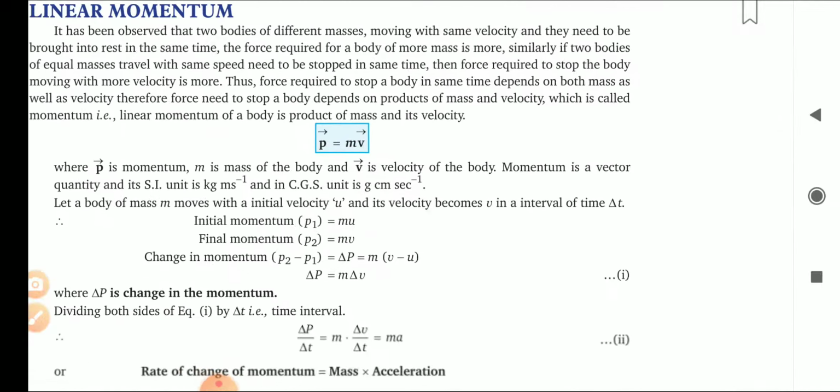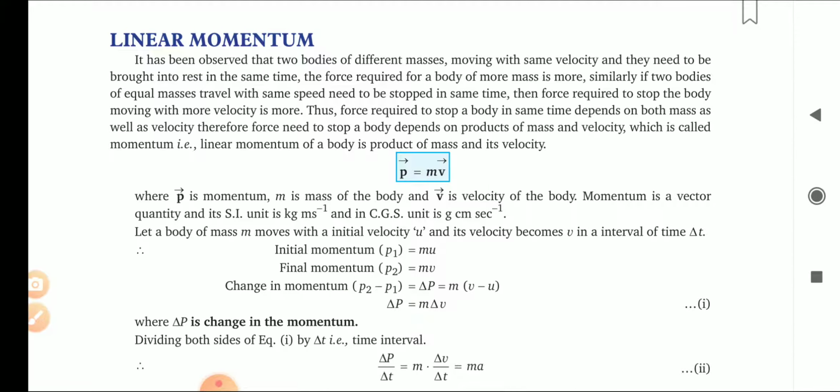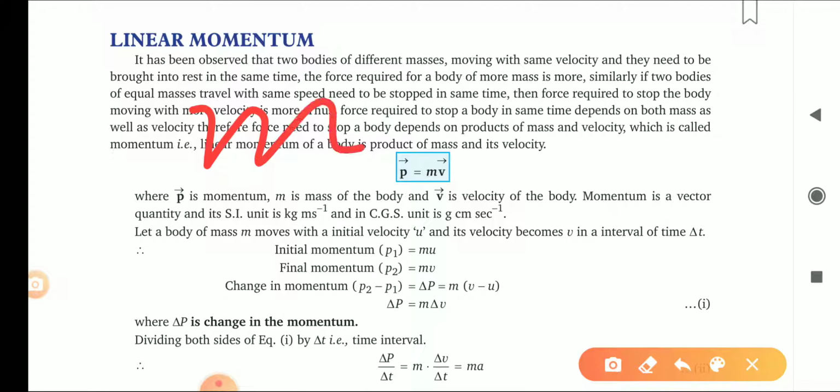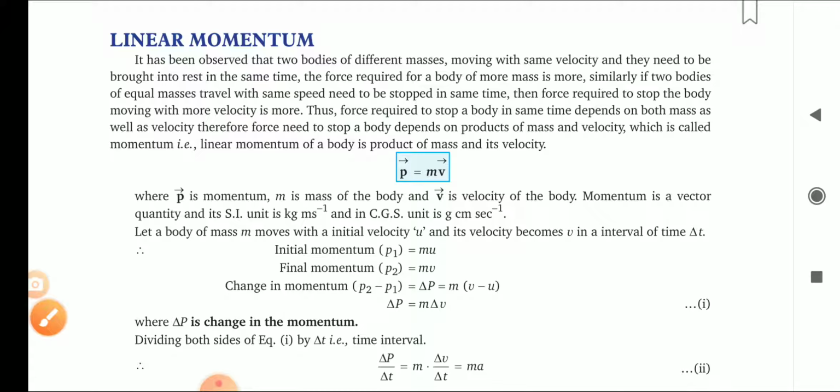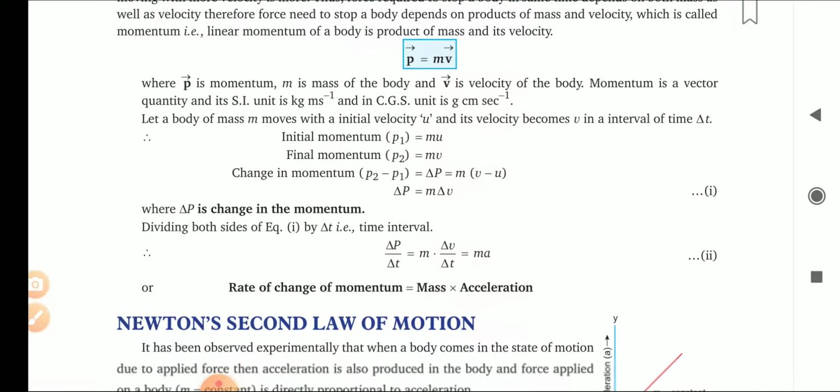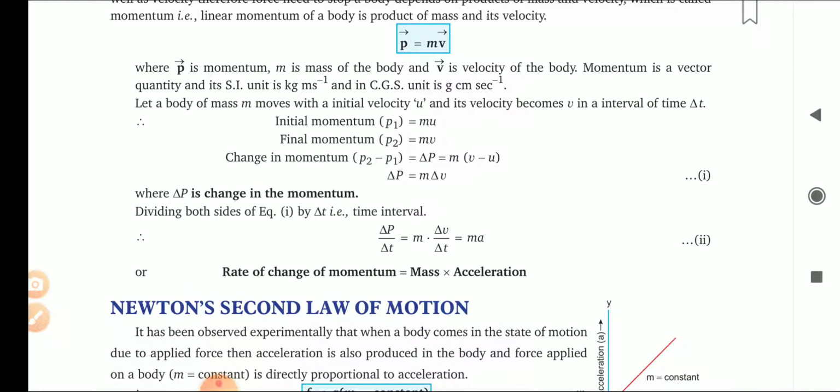So the force required to stop that object depends on both mass as well as velocity. So it depends on two parameters, mass and velocity. These two, mv, that is momentum itself, that is p equals mv, which is called momentum. Linear momentum of a body is the product of mass and its velocity. P is the momentum, m is the mass of the body, v is the velocity of the body.